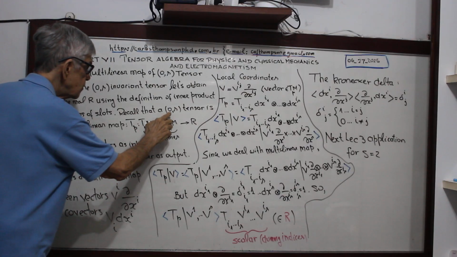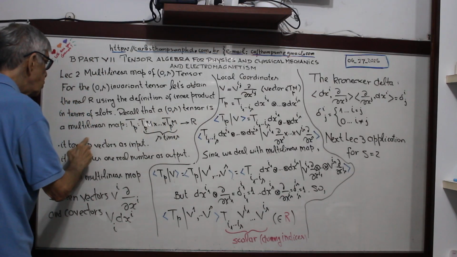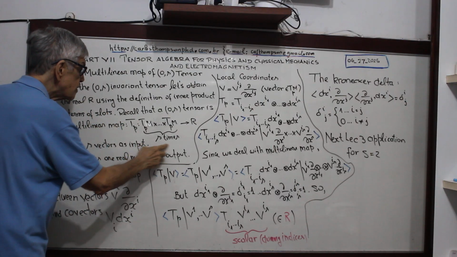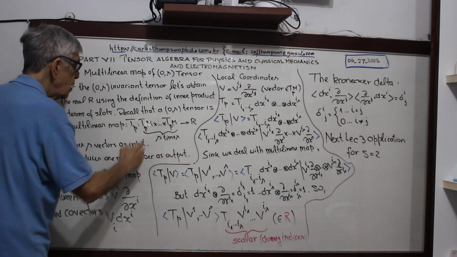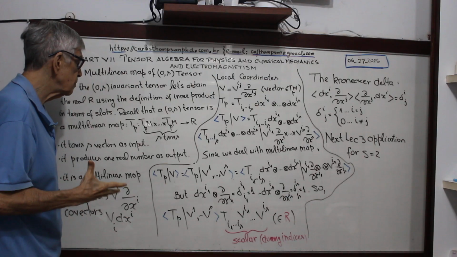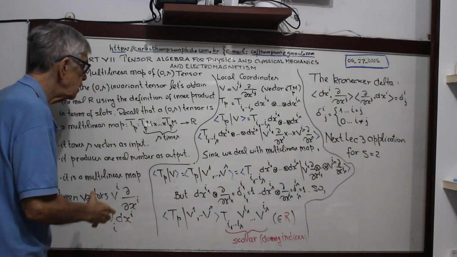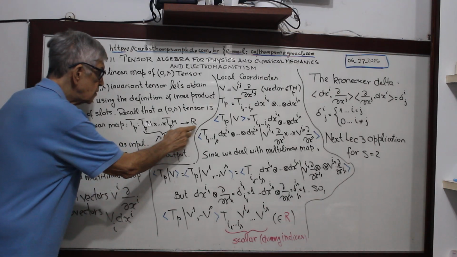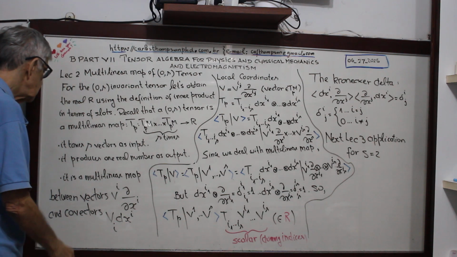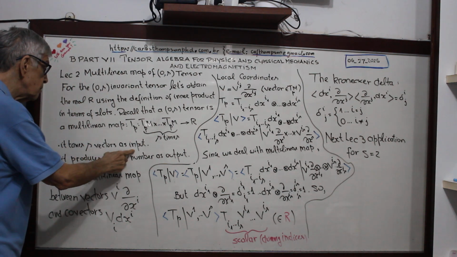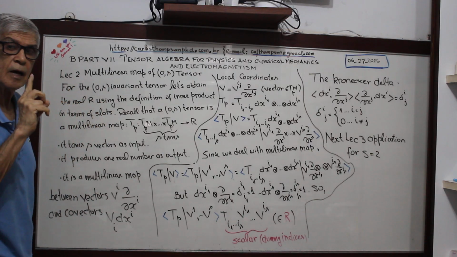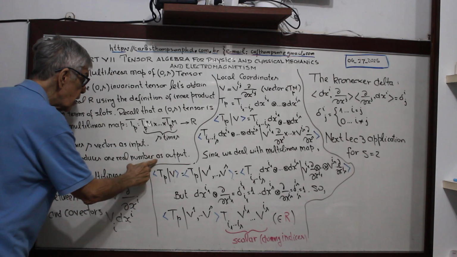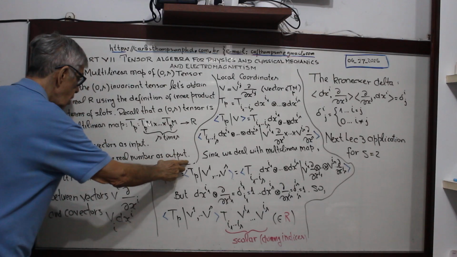Recall that this tensor 0s is a multilinear map. What does that mean? It is a map from S copies of this space, which belongs to the tangent vector space, applied to the cotangent vector space, and leads to the scalar R. So it takes S vectors as input, not S covectors. Now, it produces one real number as an output.